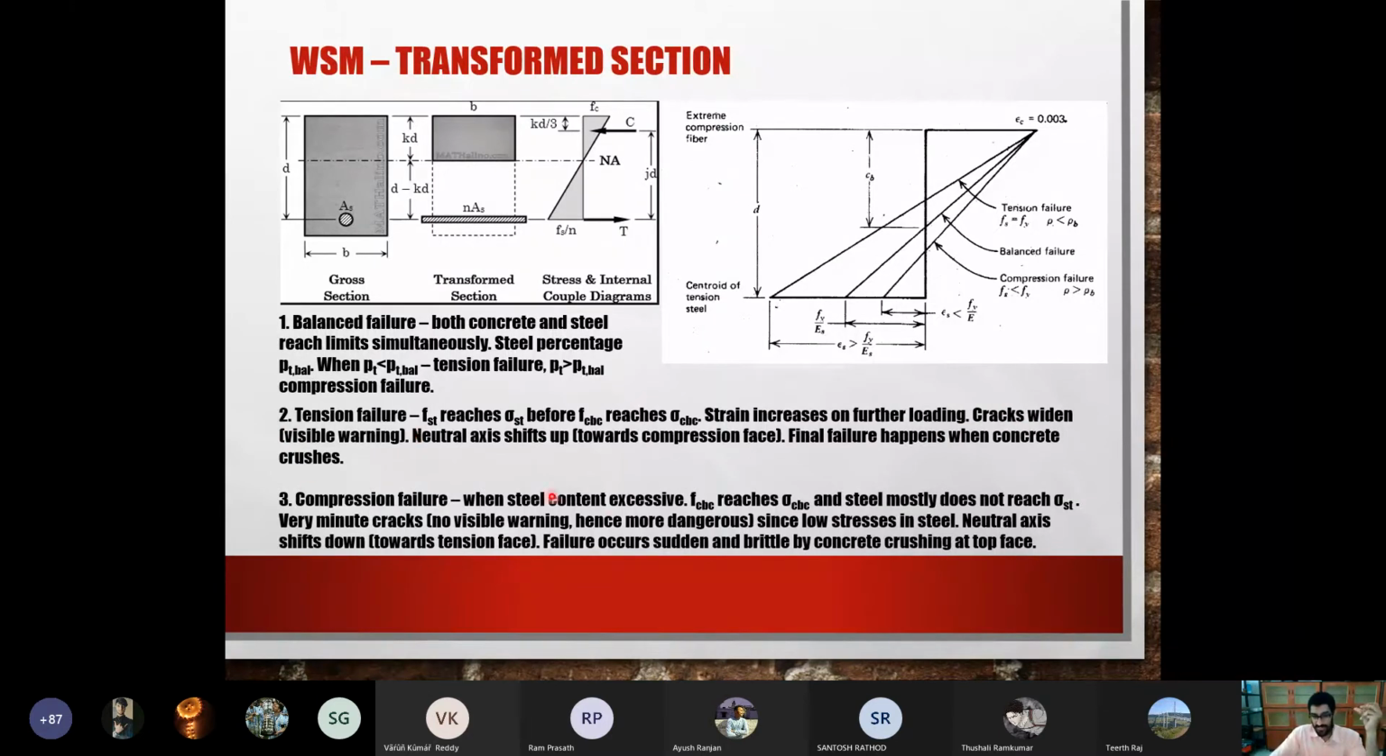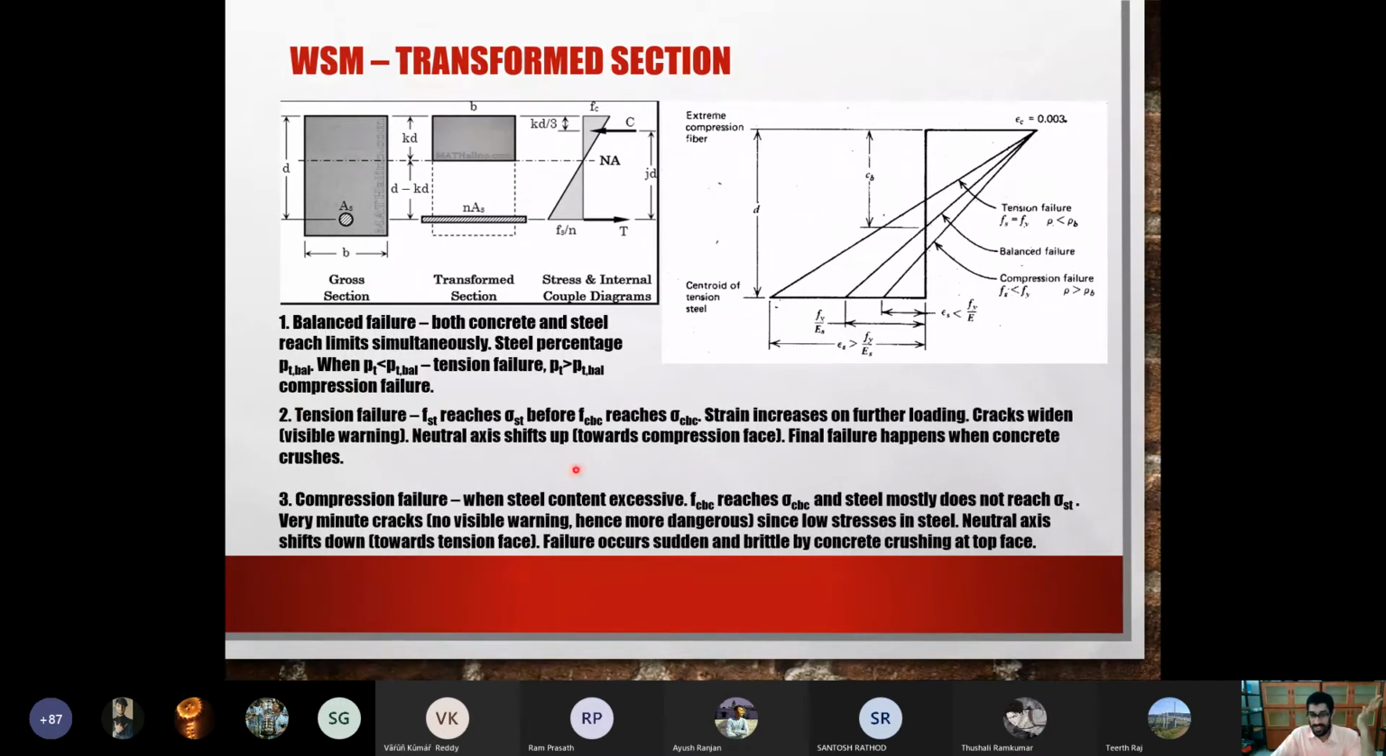However, if steel content is excessive, steel will not fail first, concrete will fail first. Now when concrete fails first, concrete is brittle, it will not give you any warning, and the failure will be much quicker, giving you no time to take any corrective measures. So this failure is one which is not wanted. Tension failure is the more preferred form of failure.